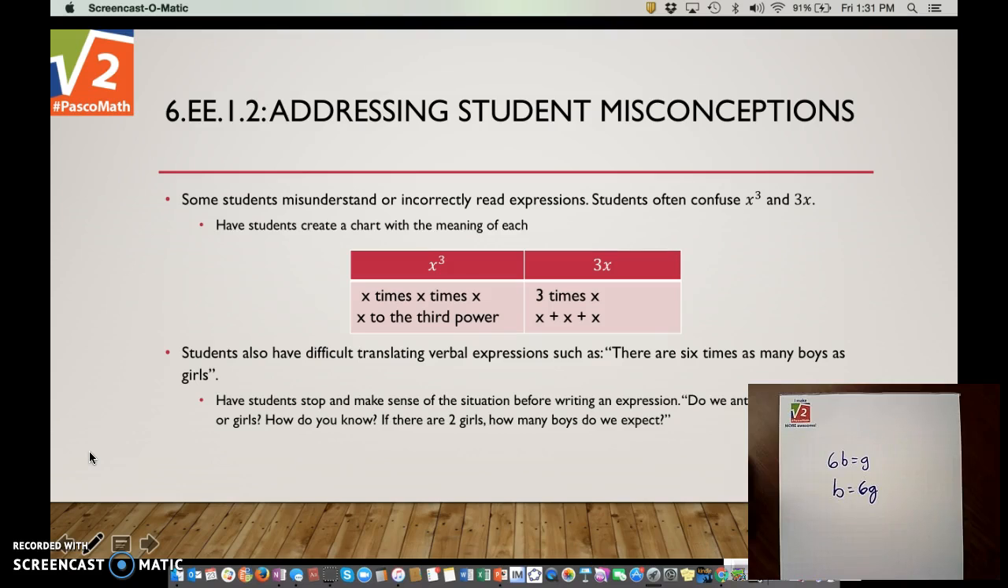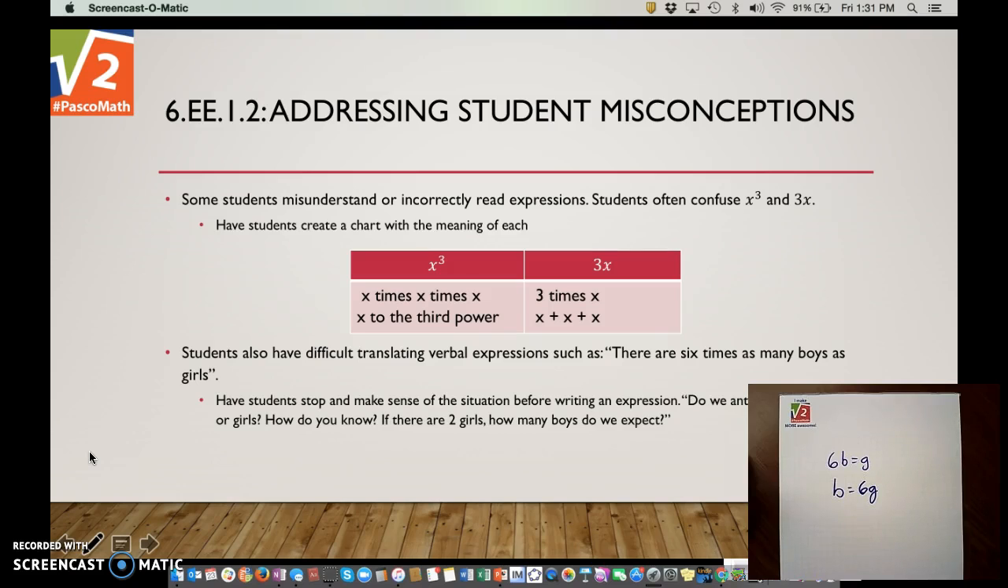Also, here are some questions you can probe. Do we anticipate more boys or girls? So if there are 6 times as many boys as girls, we definitely anticipate more boys than girls, and then have them act it out, or even pictorially draw it out. So, that 1 to 6 ratio: if we have 1 girl, how many boys do we expect? We expect 6 because there's 6 times as many. If we have 2 girls, how many boys do we expect? We expect 12 because there's 6 times as many. So 6 times the 2 girls equals 12 boys.